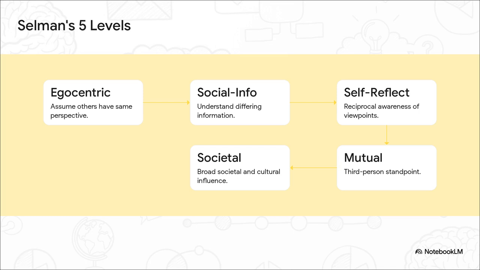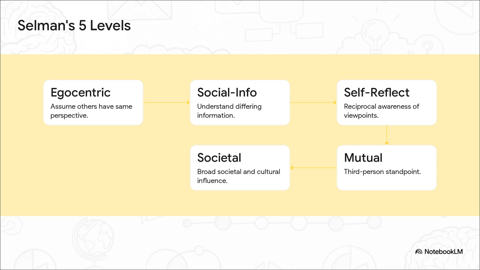Let's look a bit closer at Selman. Based on his famous Holly and the Kitten dilemmas, where children were asked how characters might feel in tricky social scenarios, Selman proposed a universal sequence of 5 stages. Starting at level 0, aged 3 to 6, we have egocentric perspective taking. Here, children just assume everyone shares their exact thoughts and feelings. Moving up to level 1, ages 6 to 8, social informational perspective taking emerges. They realize differing perspectives exist, but only because people have different information.